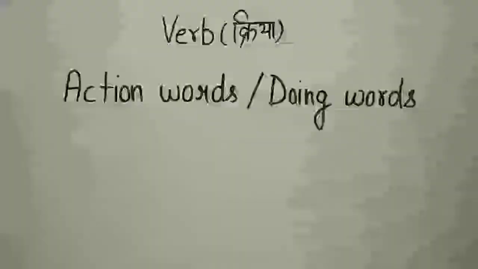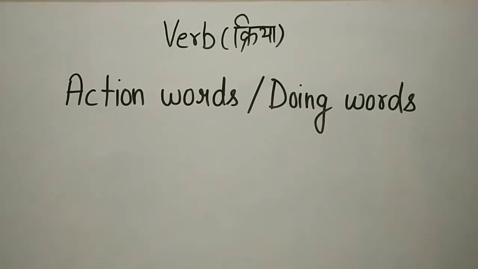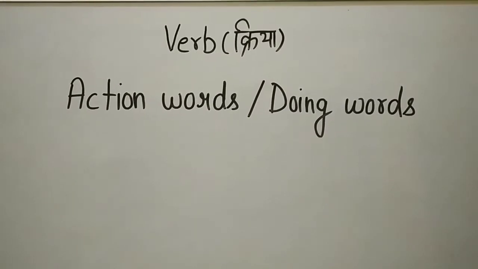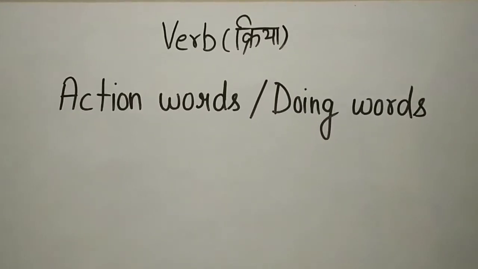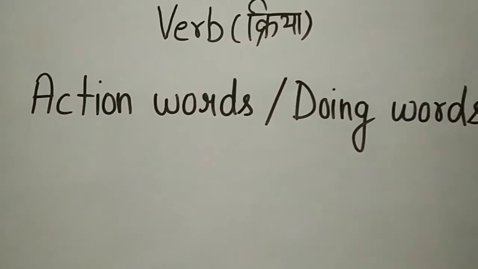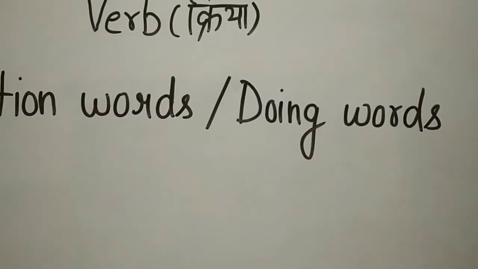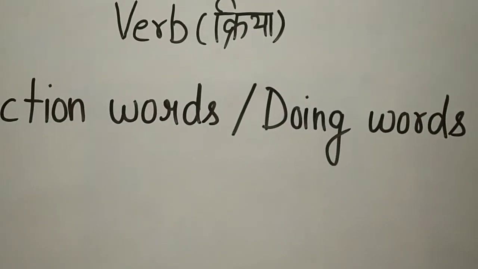Now look towards your verb. Verb means kriya. अब verb होता क्या है? This is the third part of parts of speech. So see that definition. Action words or doing words. या तो action words या फिर doing words.